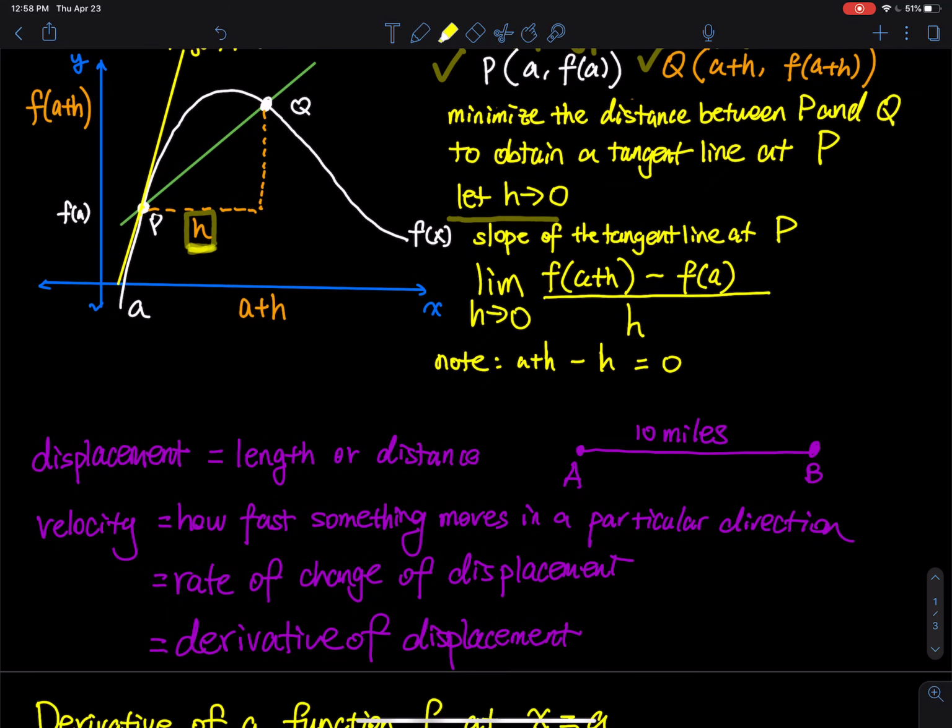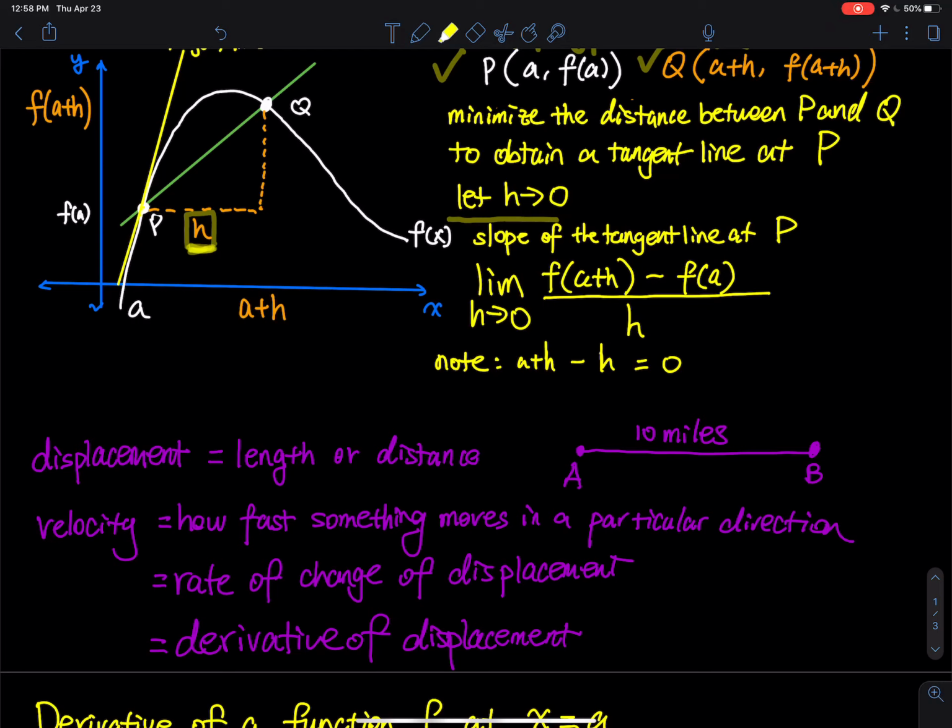So there are two keywords in this section. The first word is displacement. So what is displacement? The displacement is length or distance. So let's say your house is at point A, your school or your workplace is at point B. You walk 10 miles to your workplace. So that is your displacement. You move from point A to point B. What's the distance? The distance is 10 miles. So 10 miles is your displacement.